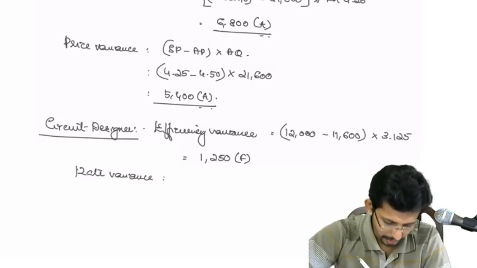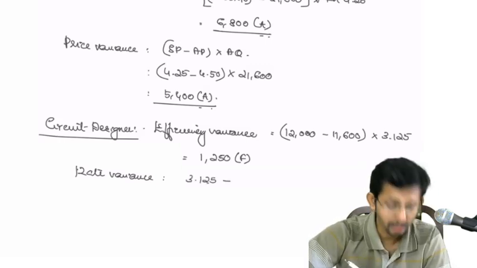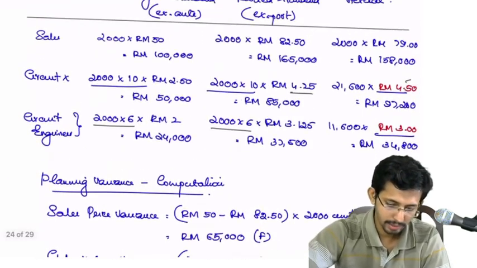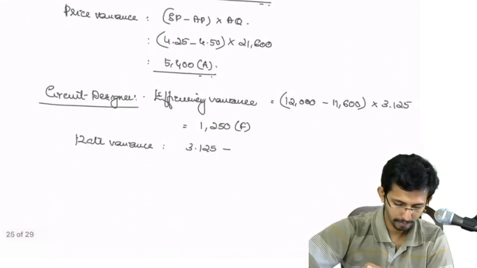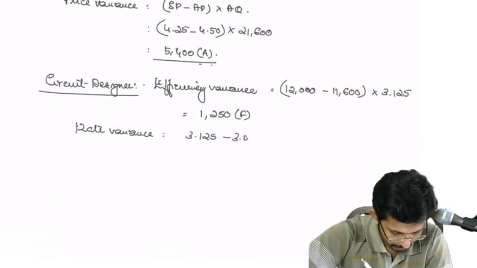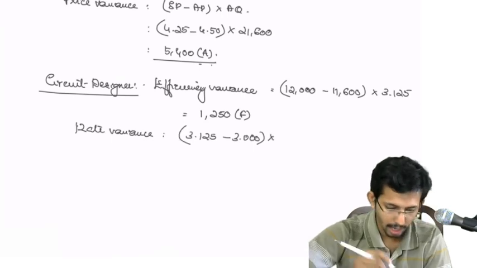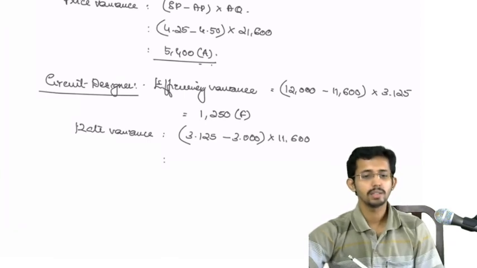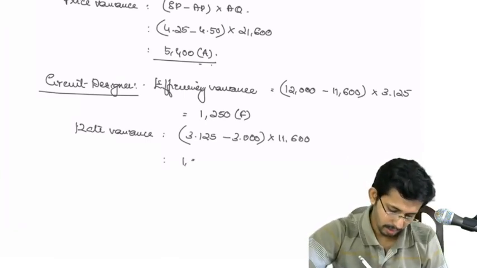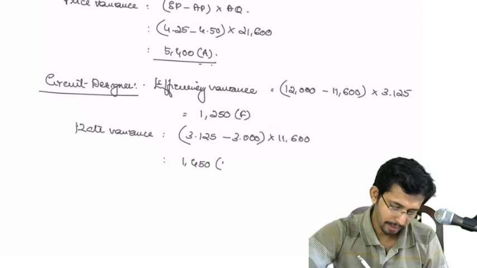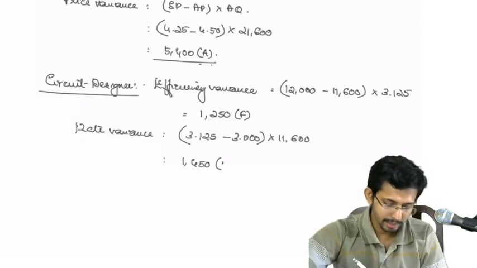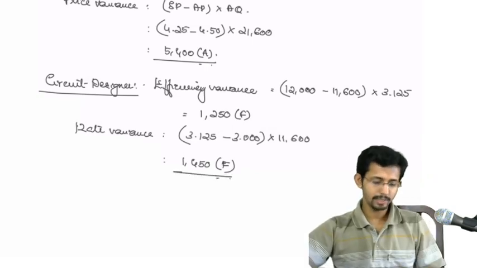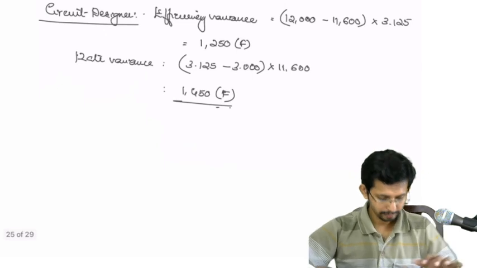What is SR? SR is 3.125 minus what is AR? AR we have already computed. Where did we compute that? It is 3 rupees. So 3.125 minus 3 into actual quantity, 11,600. So that is 1,450. Is it favorable or adverse? It should be favorable because the rate reduced. Favorable. Is it clear? So you can write the summary.